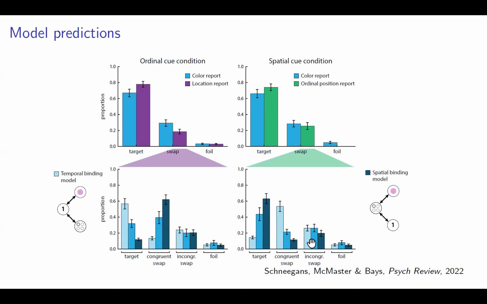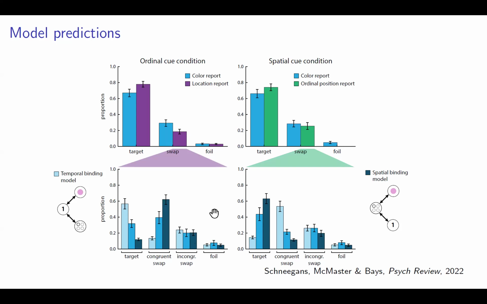Keep in mind in interpreting these results that there are always more options to make incongruent swap errors, because there are 5 items and all the other colors would be incongruent swap errors. So just by chance, the bar for the incongruent swap errors should be 3 times as high as the bar for congruent swap errors.